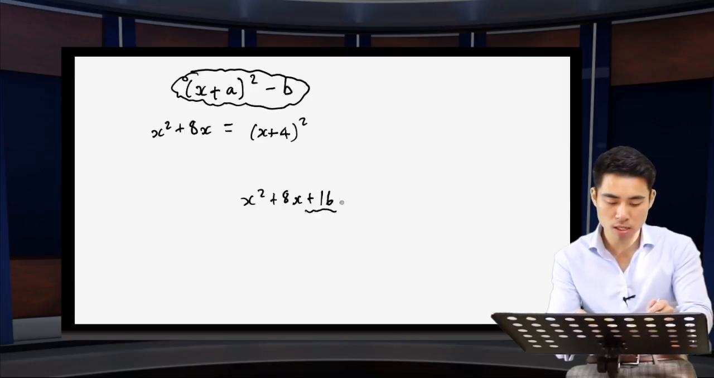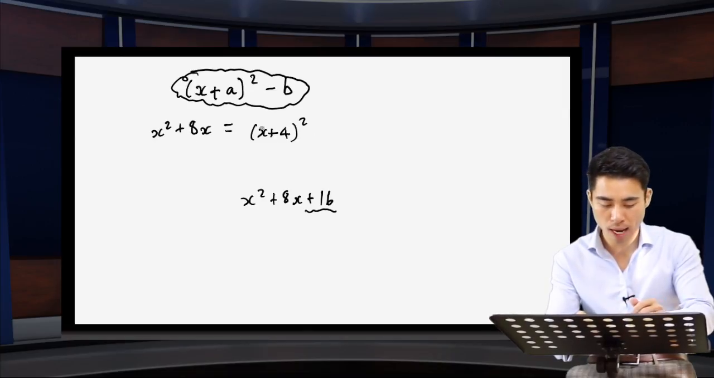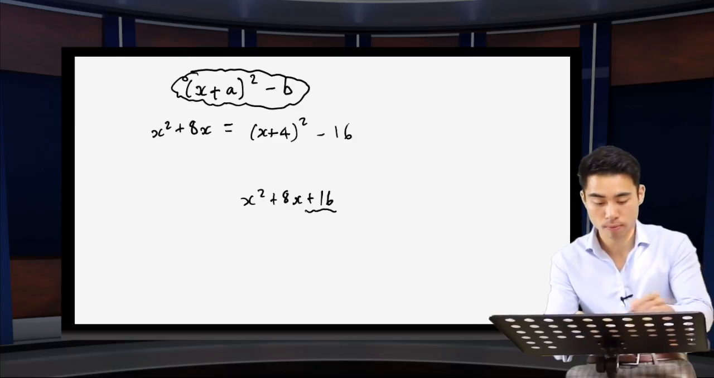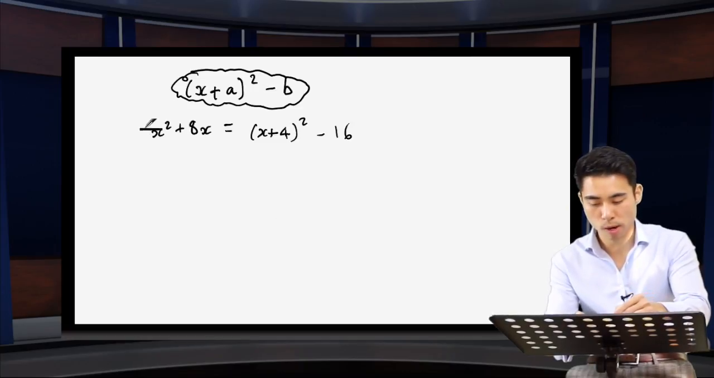You notice this plus 16 term is not in our original expression there. So if I were to expand this out, I need to get rid of this plus 16 term. How do I do that? Well, I quite simply subtract 16. Okay, so that's rewriting our first expression there in completed square form.